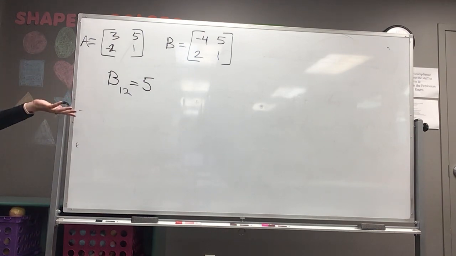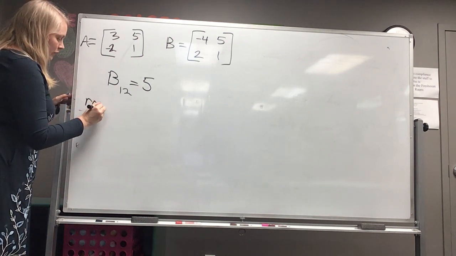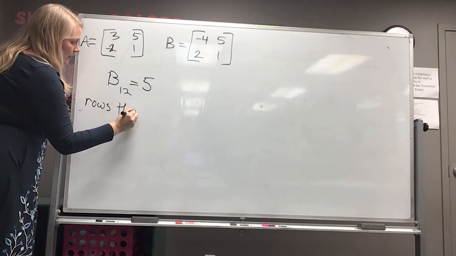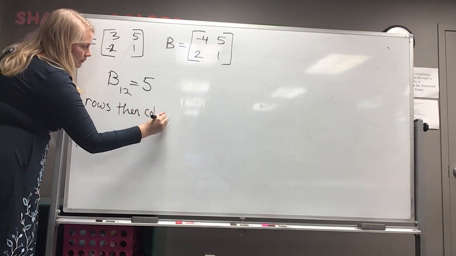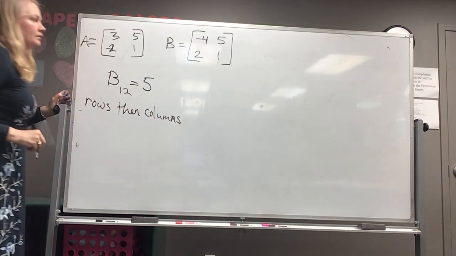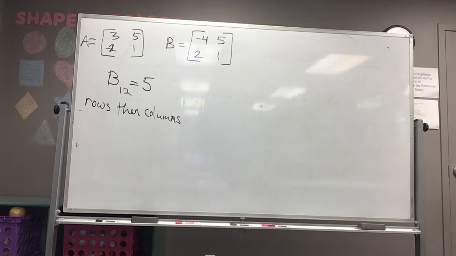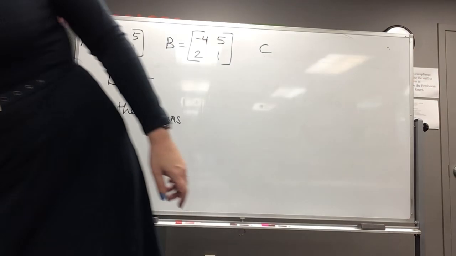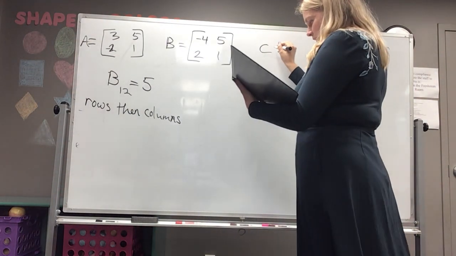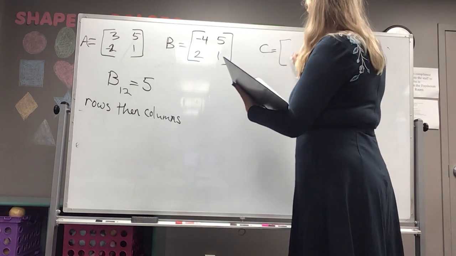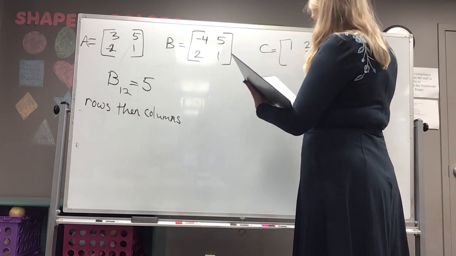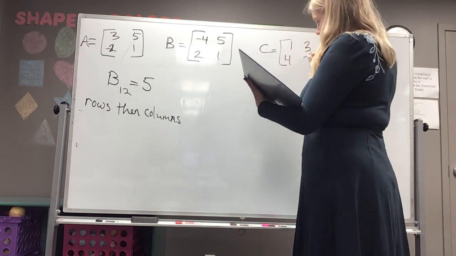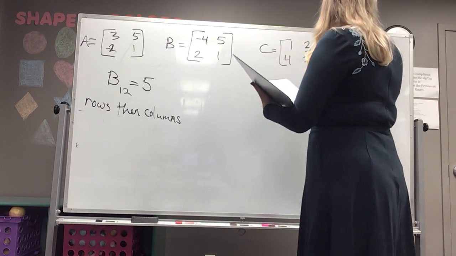So that's one thing to be aware of. It's always rows, then columns. Other things to be aware of are the dimensions of matrices. This is matrix C, 1, 3, 7, 4, 2, 6, and D.